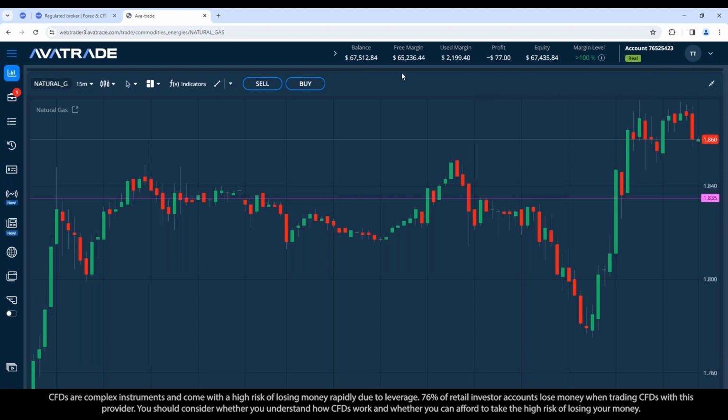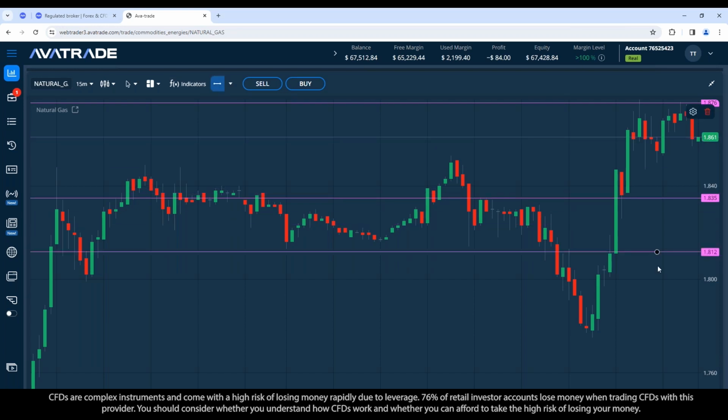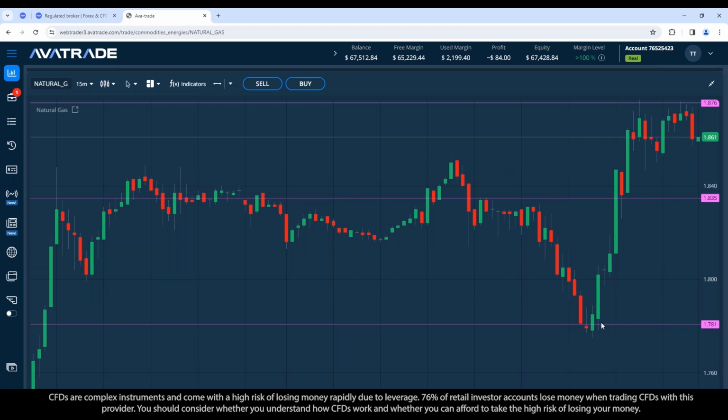Okay, so what do I see here technically? I see a resistance level. I see a reversal happening on the smaller candles. And I see that if this does reverse, we might easily reach today's low down here. It was just down here earlier today. So if this is going to reverse, this could be a target price down here for intraday trading. 1.785 maybe.